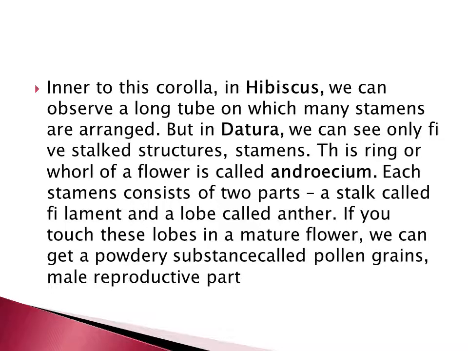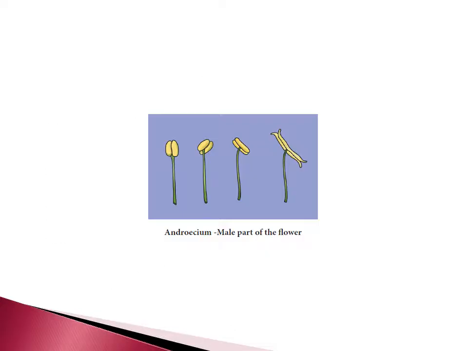Inner to this corolla, in hibiscus, we can observe a long tube on which many stamens are arranged. But in datura, we can see only 5 stalk-like structures, stamens. This ring or whorl of a flower is called androecium. Each stamen consists of 2 parts, a stalk called filament and a lobe called anther. If you touch these lobes in a mature flower, we can get a powdery substance called pollen grains. Androecium is the male reproductive part of the flower.